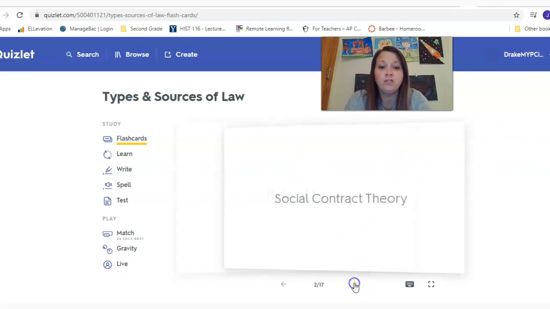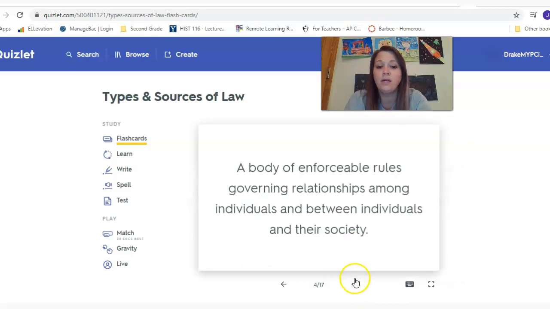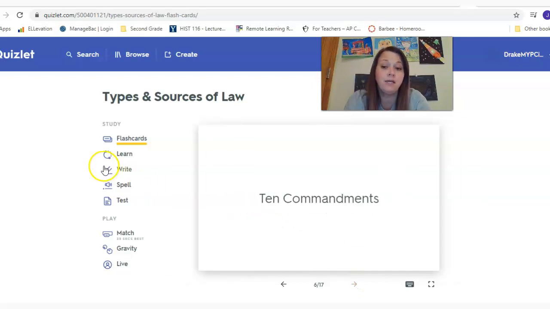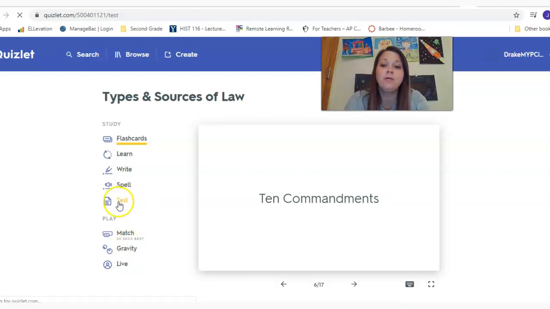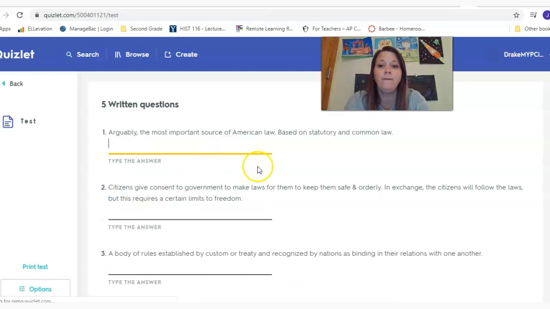I'd like for you to go through the flashcards where you see a lot of our terms here. You can flip the card over and read through it. So that's like studying first. You can do the other ones if you'd like, maybe to try to match them, or I don't know about gravity, that's a little hard to do with our particular terms. But I definitely want you to click on the test. When you click on the test, it's going to generate one for you, and you have to go through and type in the answer.